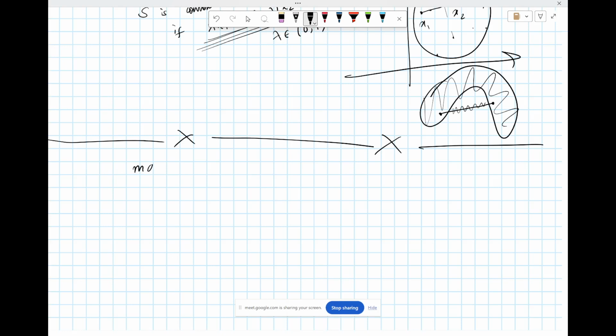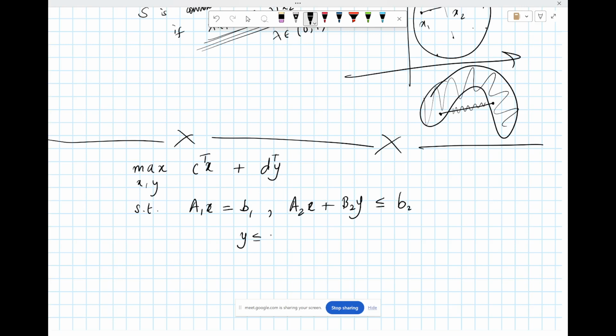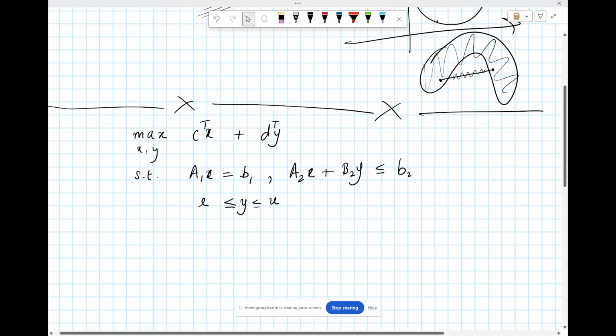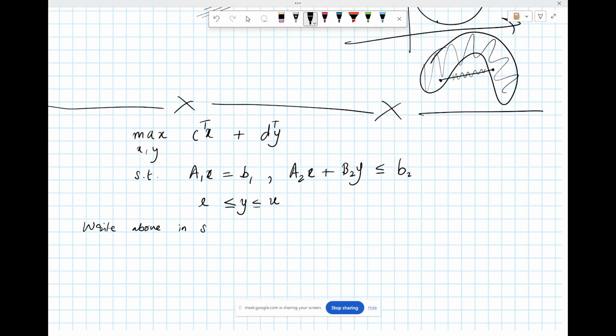If I have an optimization problem of this form, subject to a1 x equal to b1, a2 x plus b2 y less than or equal to small b2, and y less than or equal to u, and y greater than or equal to l, then the question is asking: write the above in standard form.